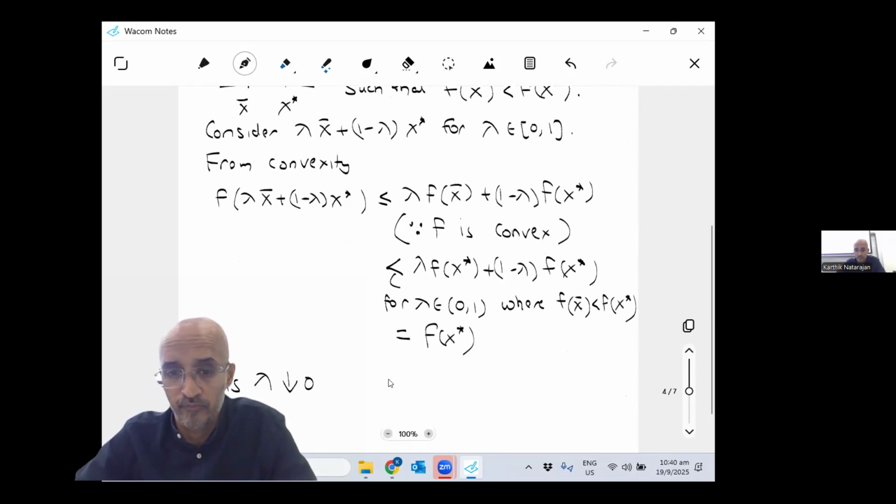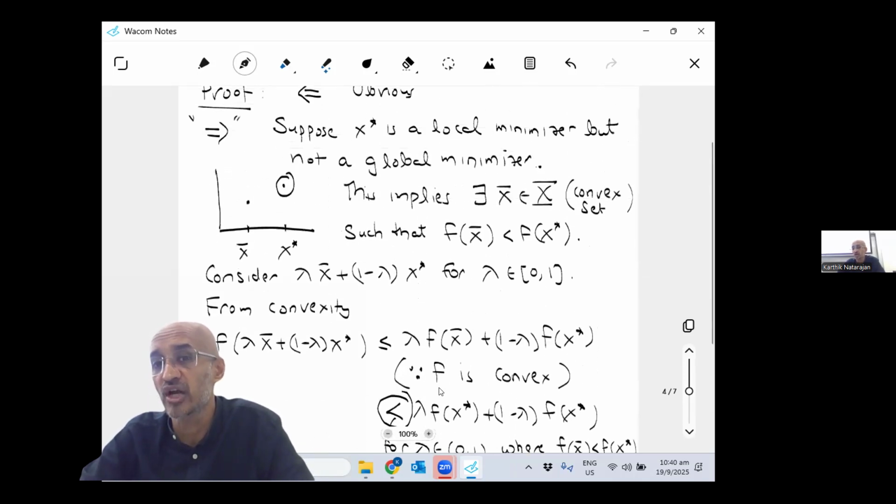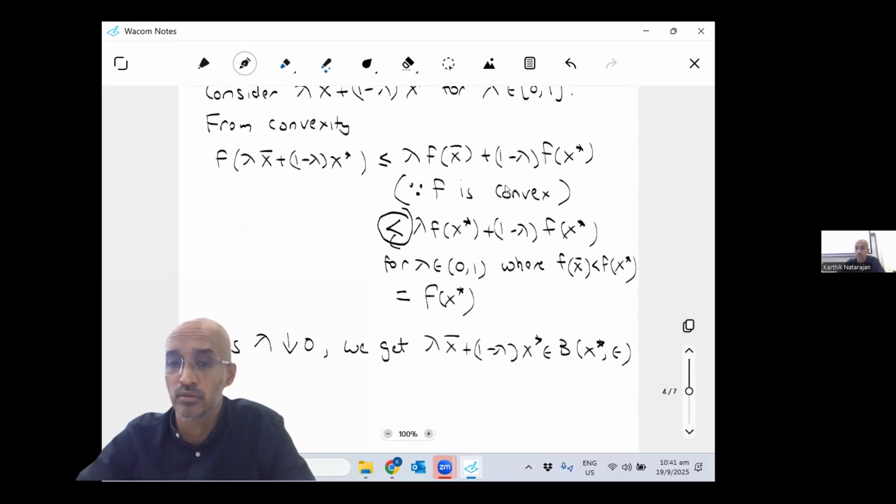But we get lambda x bar plus 1 minus lambda x star within the ball and with a strictly smaller objective function value. There's a strict inequality here. This violates the condition that it is a local minimizer. My assumption, which contradicts the assumption that x star was a local minimum.